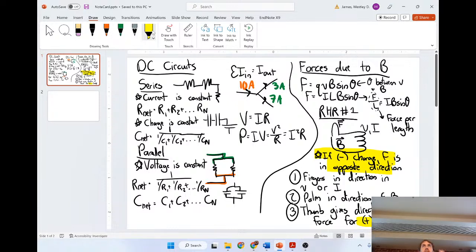All right, right-hand rule number one, done. Sources of magnetic fields. There's one more thing we need to fit on here, which will not fit, so I'm going to put it on the next slide.